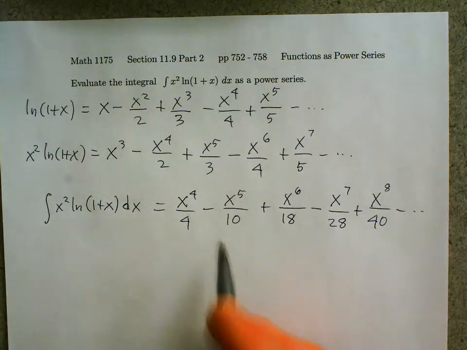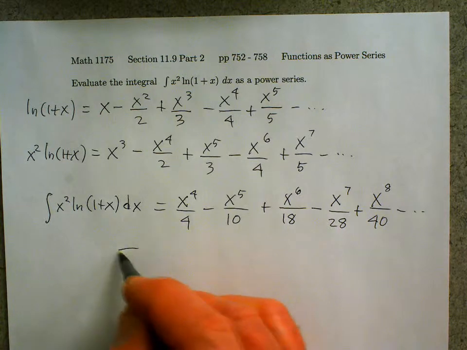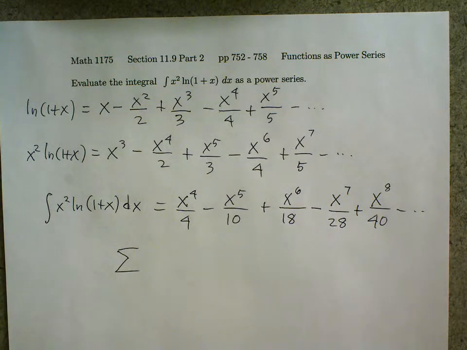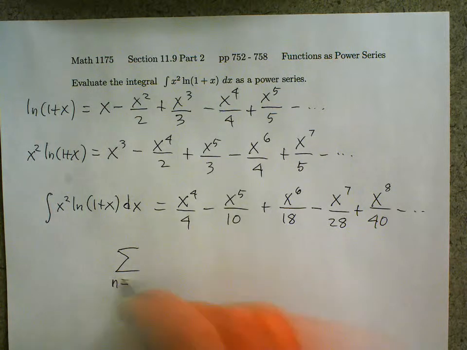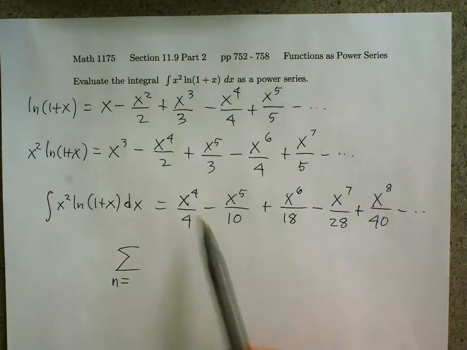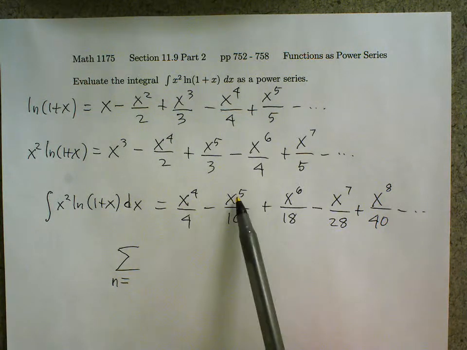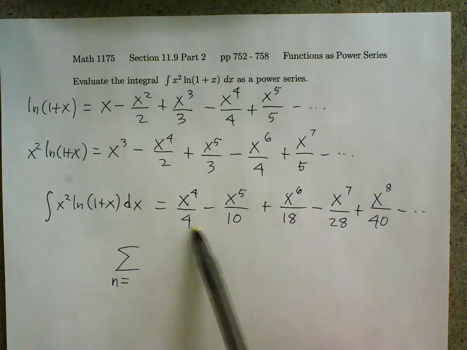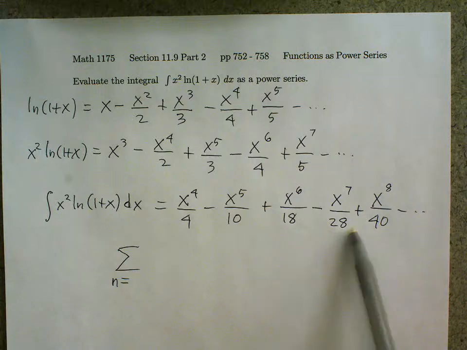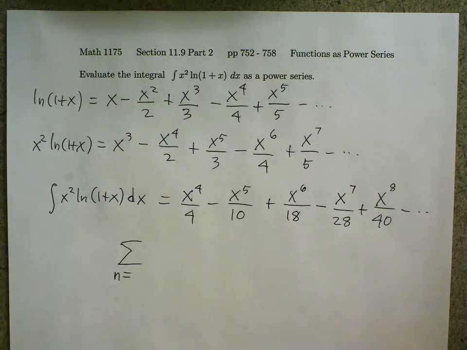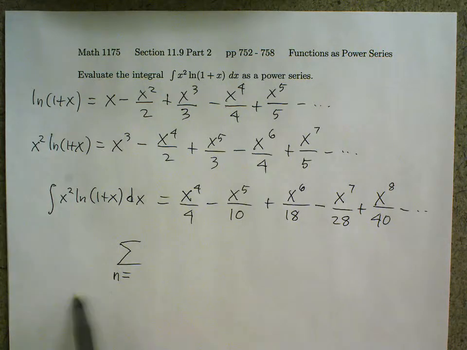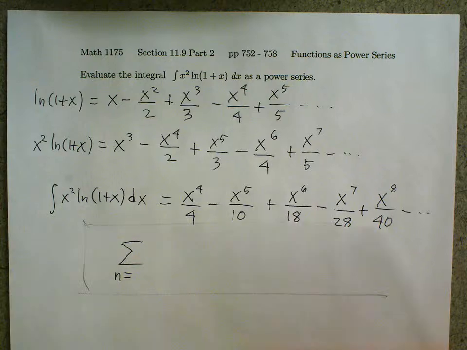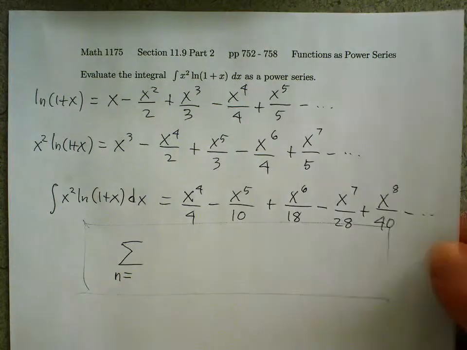Hey, why don't we see if we can write down the sigma notation for this. Well, when we started the first term, x to the fourth, all of the exponents increase by 1. The denominators increase first by 6, then by 8, then by 10. So I'll let you work on that. Let's look at the next example.